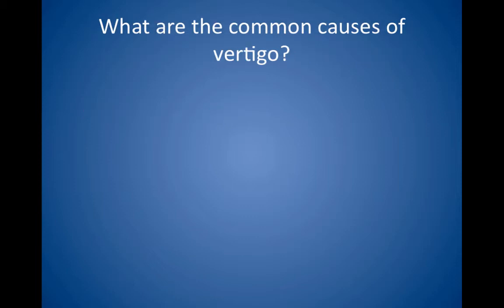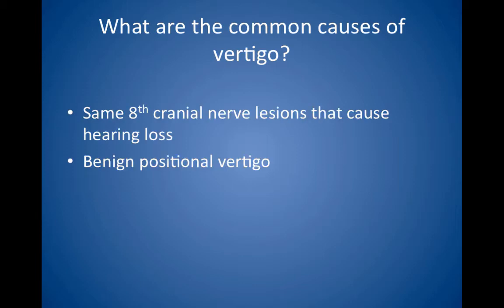What are the common causes of vertigo? Vertigo can result from the same eighth cranial nerve lesions that cause hearing loss, such as Meniere disease, tumor, infection, and multiple sclerosis. Another common cause is benign positional vertigo, which is induced by certain head positions, may be accompanied by nystagmus, and is not associated with hearing loss. This condition often resolves spontaneously. No treatment is required. The Epley maneuver, or modified Epley maneuver, may help with resolution of the symptoms.